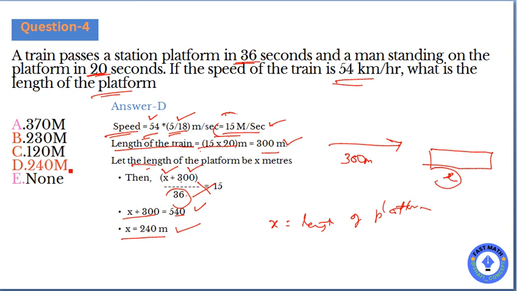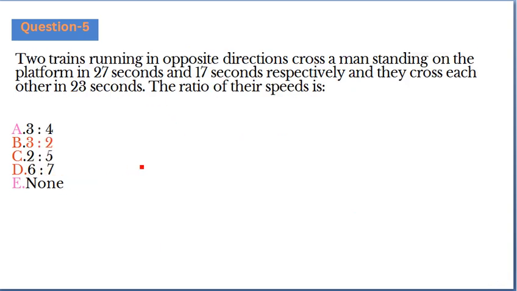That is, the answer will be D. We are moving to the next one. Two trains running in opposite directions cross a man standing on the platform in 27 seconds and 17 seconds respectively, and they cross each other in 23 seconds. What is the ratio of their speeds?